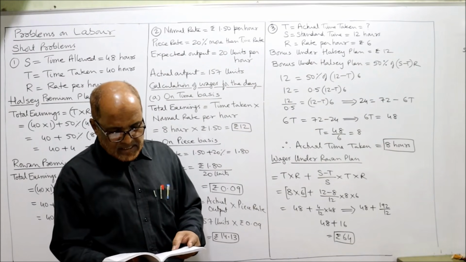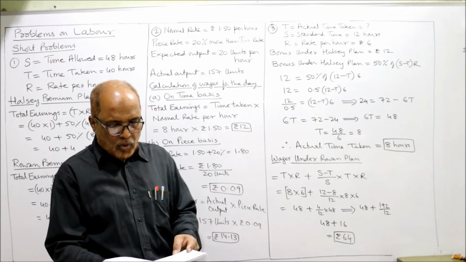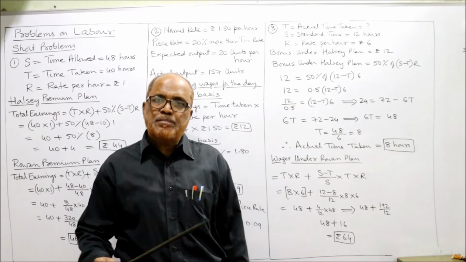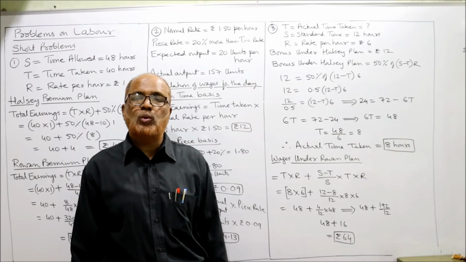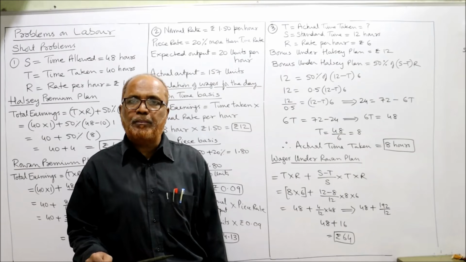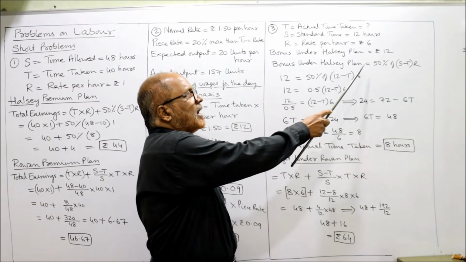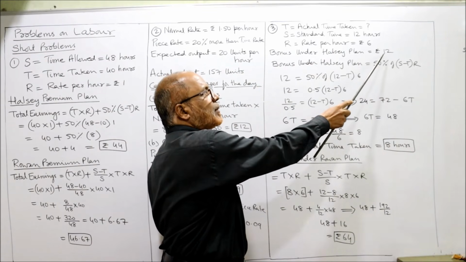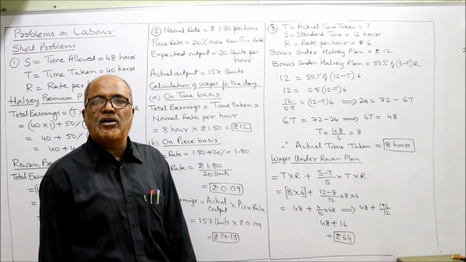Now, what else is given? The worker earns at 50% rate bonus of rupees 12 under Halsey plan. The worker is paid bonus under Halsey plan 50%, 12 rupees. So 12 rupees is the bonus, which is paid 50% according to Halsey plan. First of all, bonus under Halsey plan given in the problem is 12. Problem में दे दिया है कि bonus under Halsey plan 12 rupees.